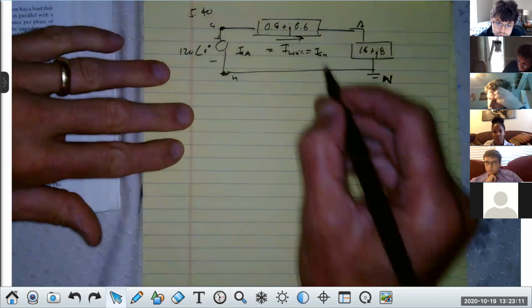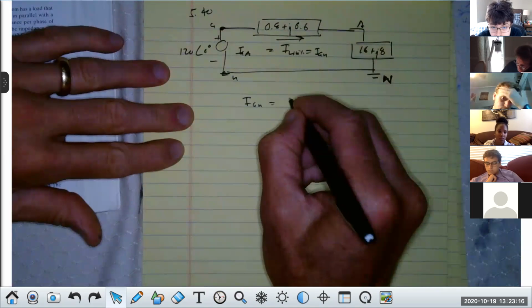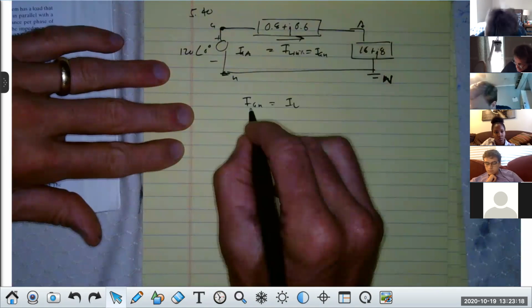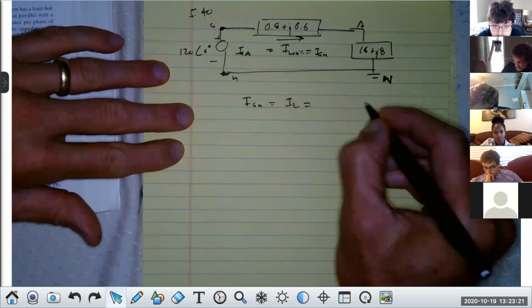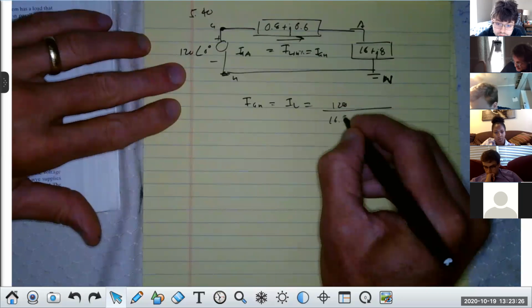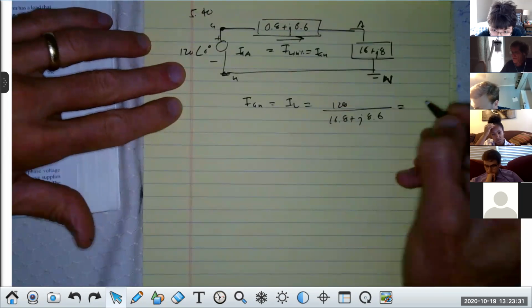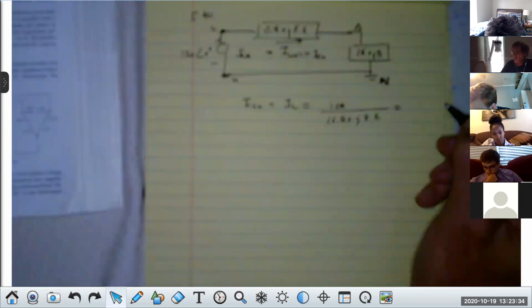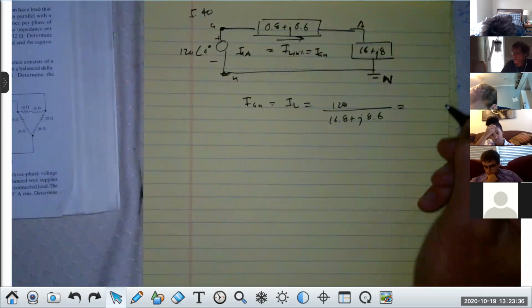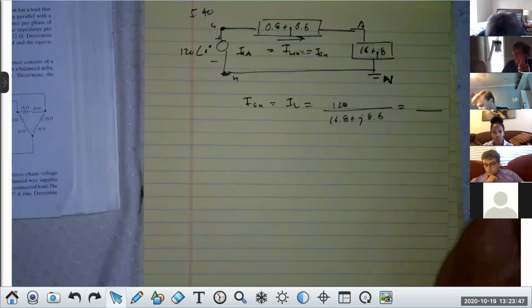Now this current's what I want. It's just as before, only what will it be? I small a n equals I line. And I like to put the a in here because it tells you what phase. That would be what? 120 divided by 16.8 plus J8.6. And you can tell that's going to be reduced from the prior problem because now we've added more resistance and J impedance, right? Reactance. Correct, class? Just looking, you know it's going to reduce the current. What will it be?